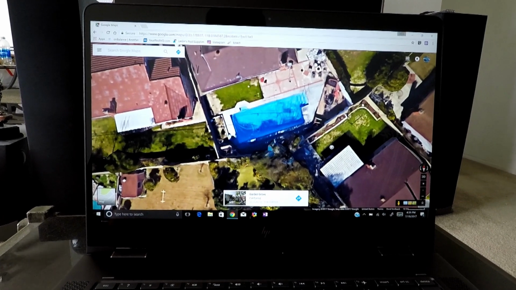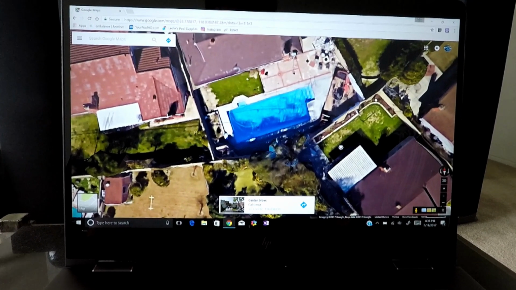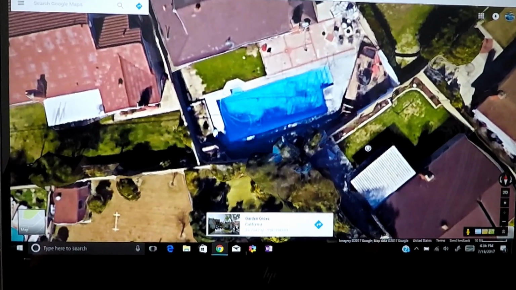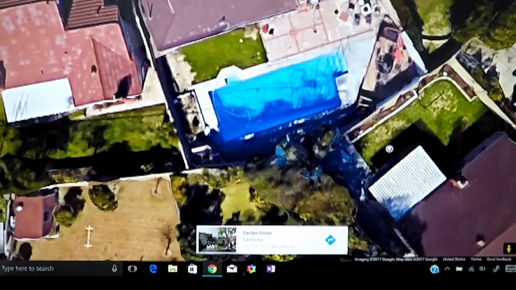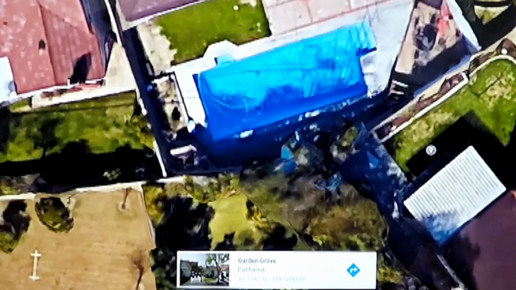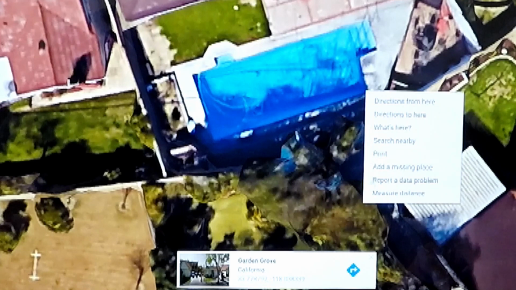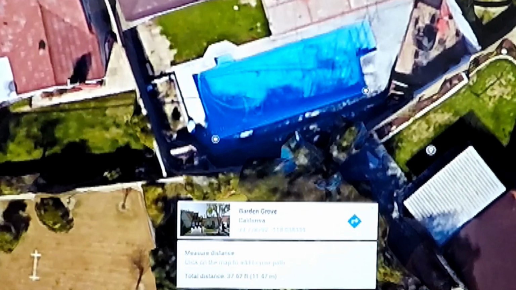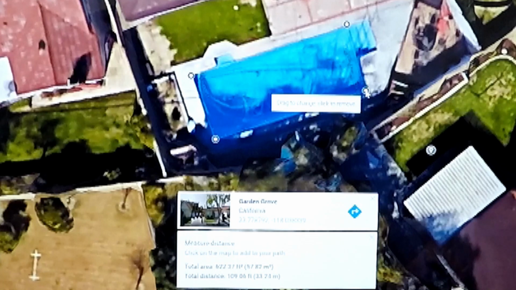So we're going to assume again that this pool is 5.5 average depth. That would give us a 3.5 shallow end and an 8-foot deep end. Now again, using Google Maps, I have a video on this, Google Maps for gallons. Right click it, come down and measure distance, and then just click around the pool. We're not going to do the steps because there's not going to be a whole lot of gallons right there anyways.